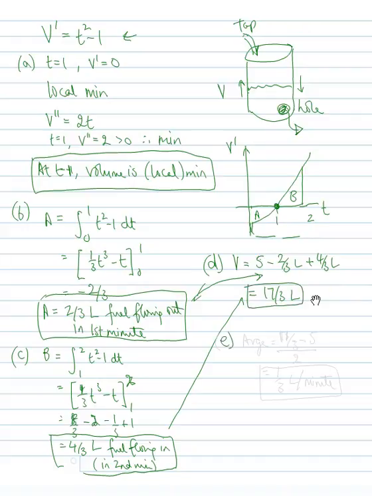And the last part says, find the average rate of change. So average is always just figure out the total change and divide by the time. So the average is 17/3 subtract the initial value, which is 5, and then divide by the time, which was 2 minutes. So what's that? 17/3 minus 15/3 is 2/3. Divide by 2 is 1/3. So 1/3 liters per minute.